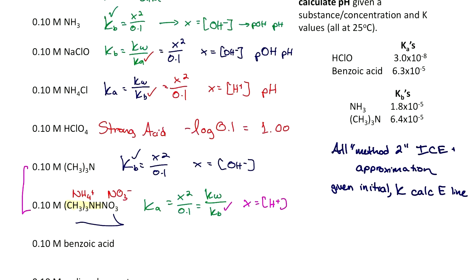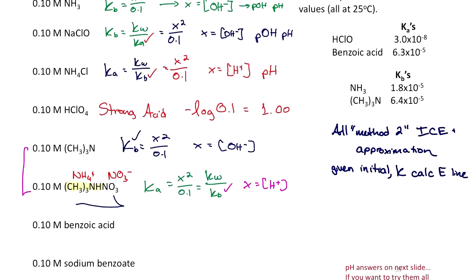All of this comes together, recognizing what we are putting into water. All right, you put benzoic acid into water. Which K do you use? Ka. Did I give you the Ka of benzoic acid? Yes, perfect. So you just do x squared over 0.1, and then x is equal to H plus concentration. Perfect. All right, last one.